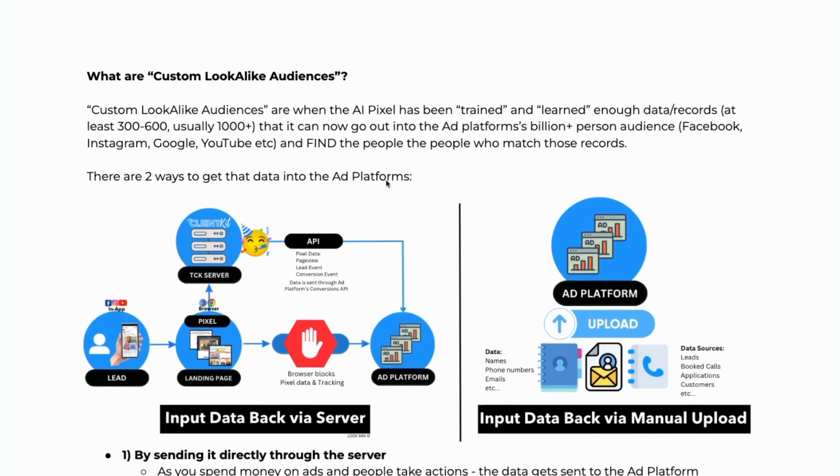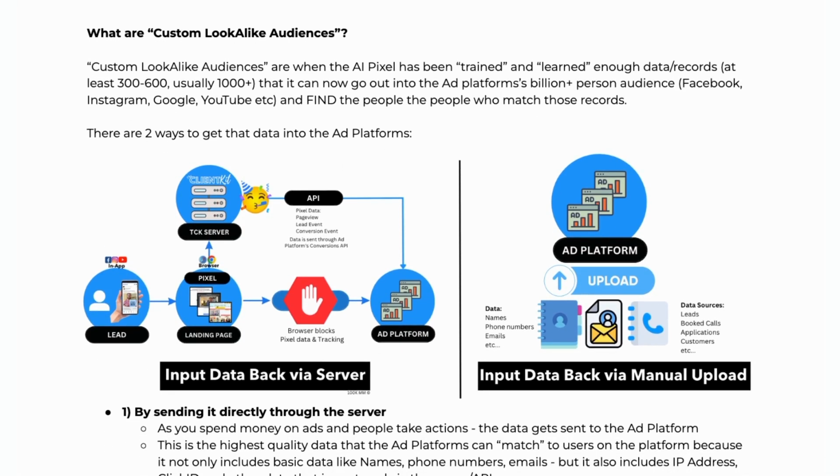So custom lookalike audiences are basically where the AI pixel has been trained, or has learned enough data or records, usually at least 300 to 600, usually 1,000 plus. It needs more data, right? So that once the AI pixel has been trained on that data, it can go out onto the ad platform's billion plus person audiences, right?